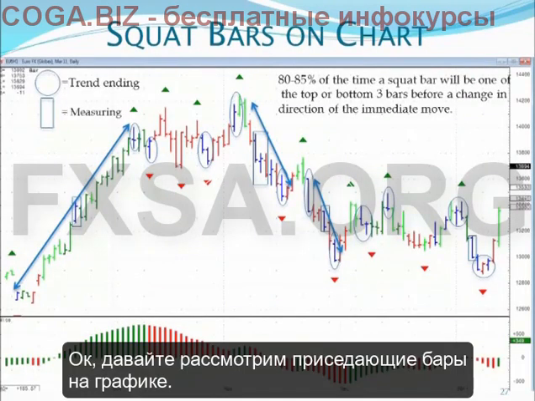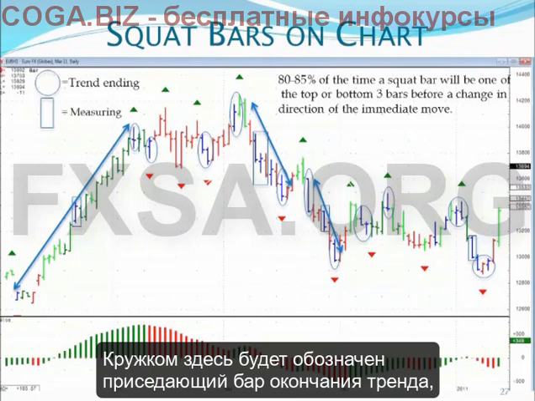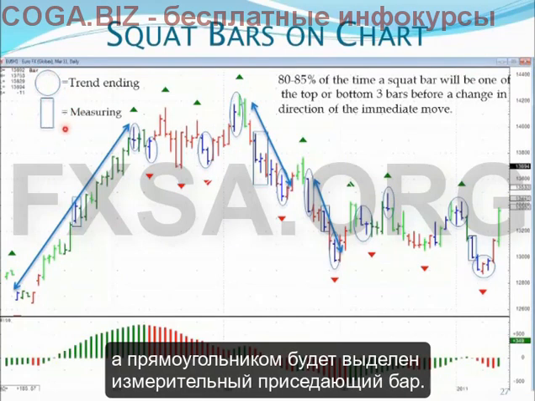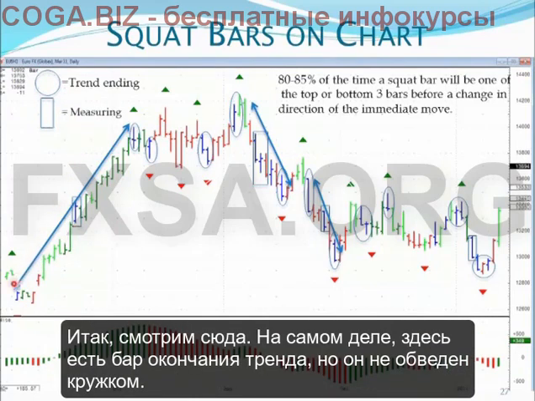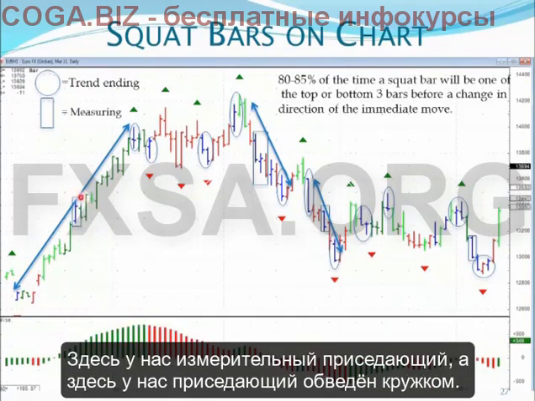Okay, let's take a look at squat bars on the chart. First thing to notice here is the circle is going to be a trend-ending squat, and this more oblong shape is going to represent a measuring squat. So we're looking here, actually there would be a trend ending there, not circled. Here we have a measuring squat. Here we have a circling squat.